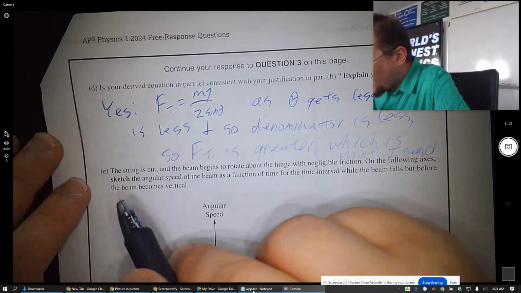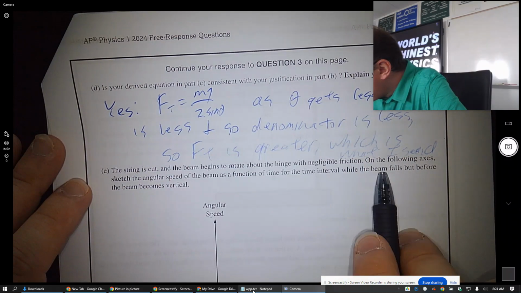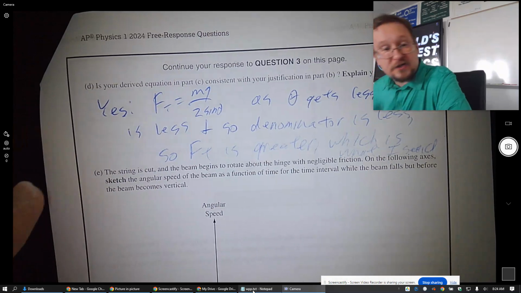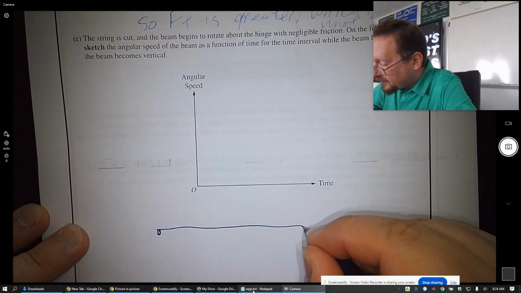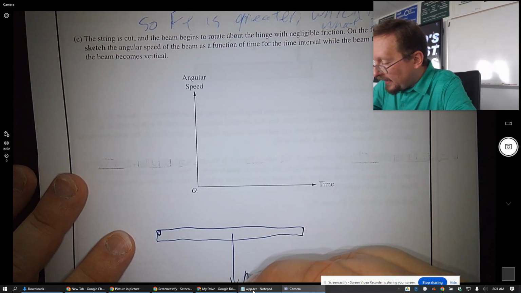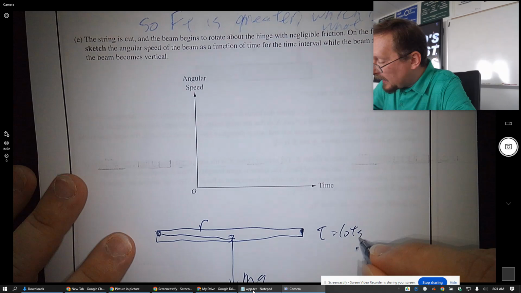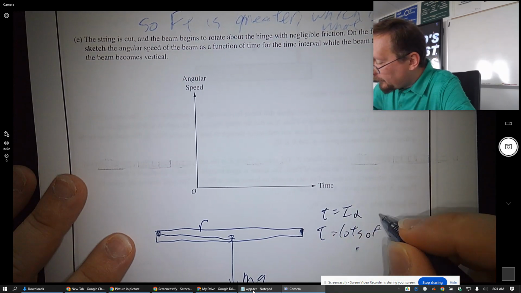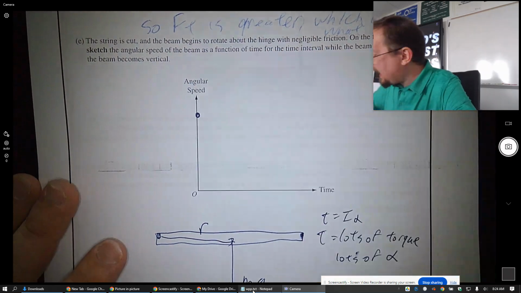Go to heaven. Okay, the string is cut, and the beam begins to rotate about the hinge. No friction. Sketch alpha as a function of time. So here's the key to this one, okay? You're supposed to think this. Okay, when the hinge is like this, you've got mg and you've got r, and so that's lots of torque, right? And torque equals I alpha, so that's lots of alpha. So we start with a lot of alpha.